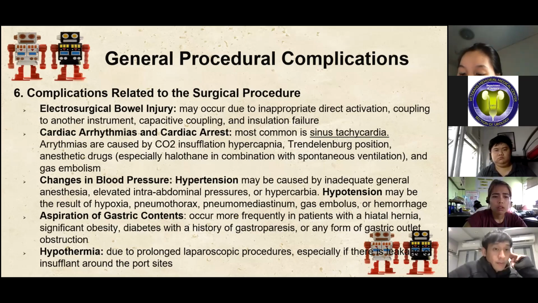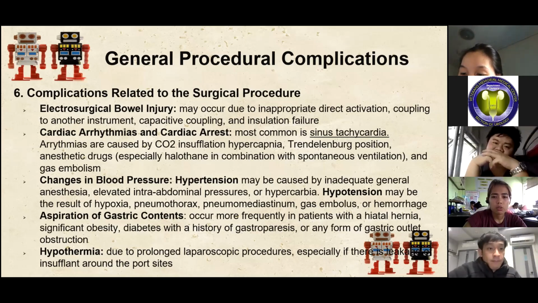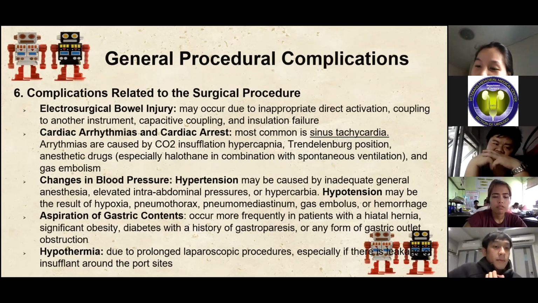Next, we could also have aspiration of gastric contents. This occurs more frequently in patients with hiatal hernia, significant obesity, diabetes, or a history of gastroparesis or any form of gastric outlet obstruction. And hypothermia due to prolonged laparoscopic procedures, especially if there is leakage of insufflant around the port site.